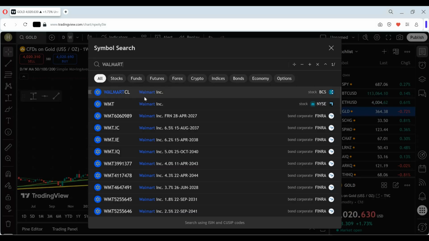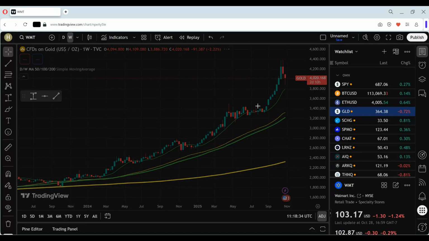And then you want to click the one that looks like the one you want. These both say Walmart. The way you can tell which one you want is that it'll usually be the top one, but that's not the case here. You want to look at the right here. There's a stock, NYSE, New York Stock Exchange. You usually want the New York Stock Exchange one. So you click on it, and it brings up the chart.